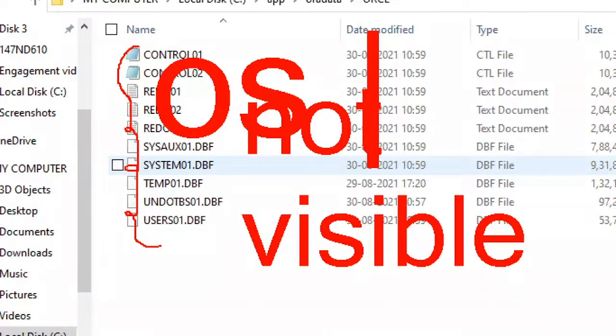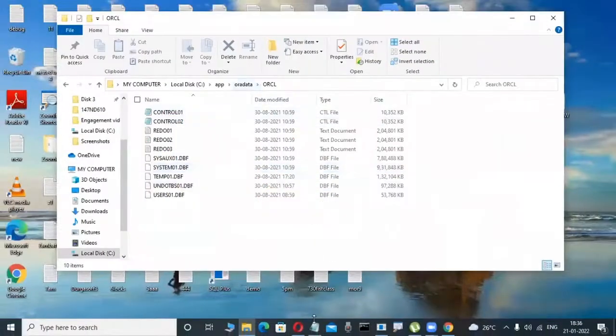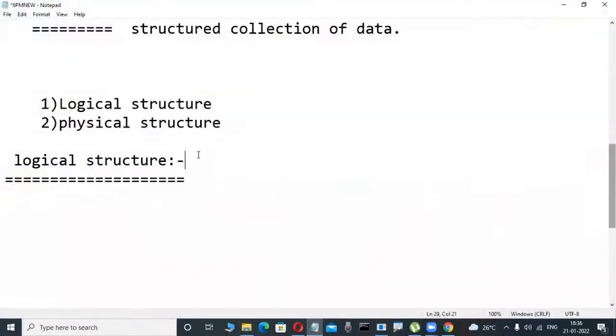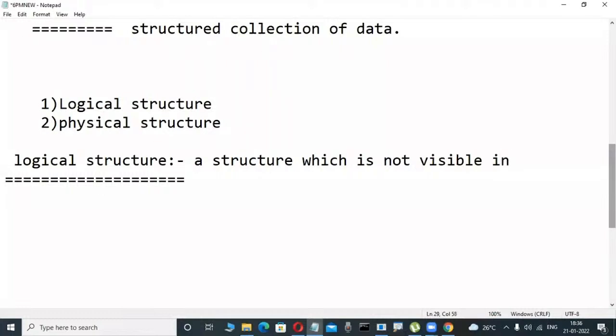That is visible in a database, okay, I agree, but unfortunately that is not visible in the operating system. That's why, what is a logical structure? Don't write it. A structure which is not visible in the operating system, in the OS, is called the logical structure of the database.